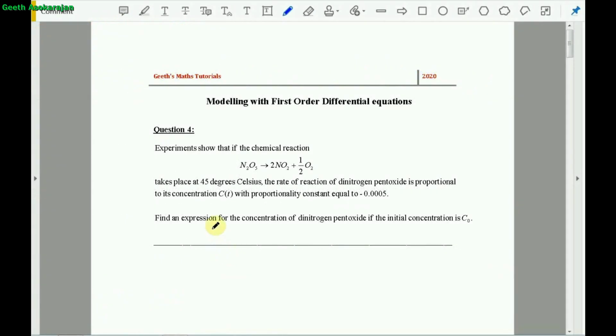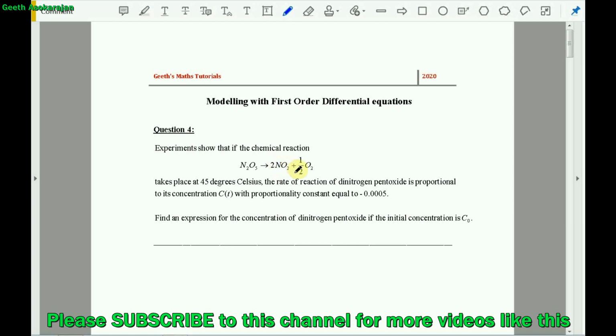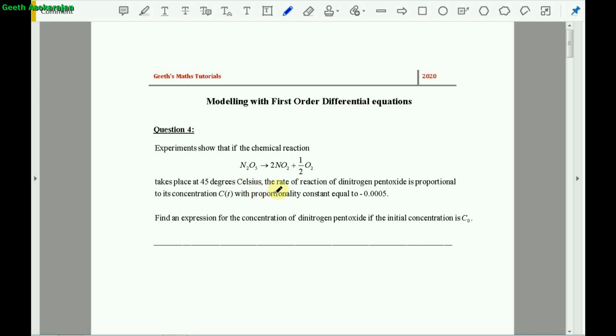Right, question number 4. Experiments show that if the chemical reaction, so we've got N2O5, dinitrogen pentaoxide, goes to 2NO2 plus half O2, takes place at 45 degrees Celsius, the rate of reaction of dinitrogen pentaoxide is proportional to its concentration C, with proportionality constant equal to minus 0.0005, and we need to find an expression for the concentration of dinitrogen pentaoxide if the initial concentration is C0.